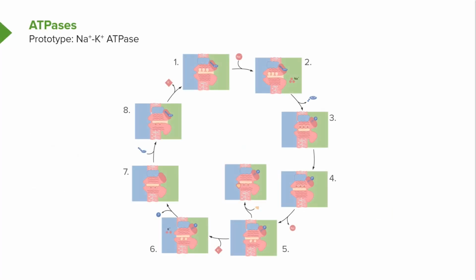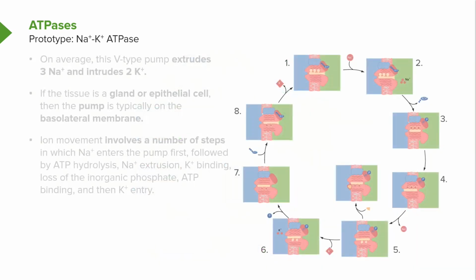There's a number of cyclical processes involved here, and we're going to take these one by one to explain to you how this process works. The first thing we're going to talk about is to think about the number of different ions that are exchanged. So this again is a P-type pump, extrudes or pushes out 3 sodium and brings in 2 potassium.